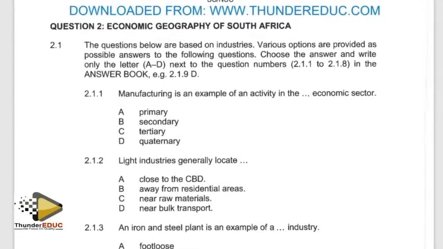Question 2, we are also just choosing which one is the right. 2.1.1, manufacturing is an example of which one? It's manufacturing. Obviously, it is secondary. Light industry generally located close to the CBD, away from the residential area, near the raw materials and near the bulky raw materials. So all these ones are wrong. The only option is A.